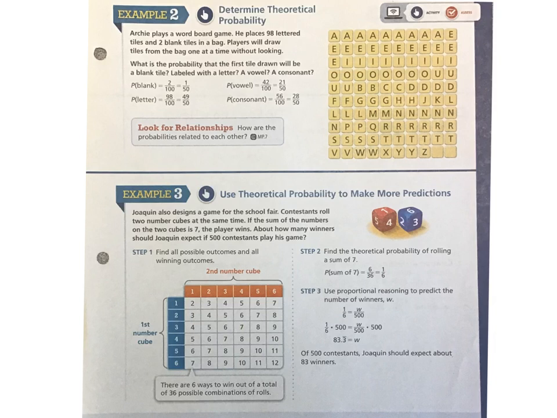Example 2. Determine theoretical probability. Archie plays a word board game. He places 98 lettered tiles and 2 blank tiles in a bag. Players will draw tiles from the bag one at a time without looking. What is the probability that the first tile drawn will be a blank tile? What about the probability of a tile labeled with a letter? Or maybe a vowel or a consonant?